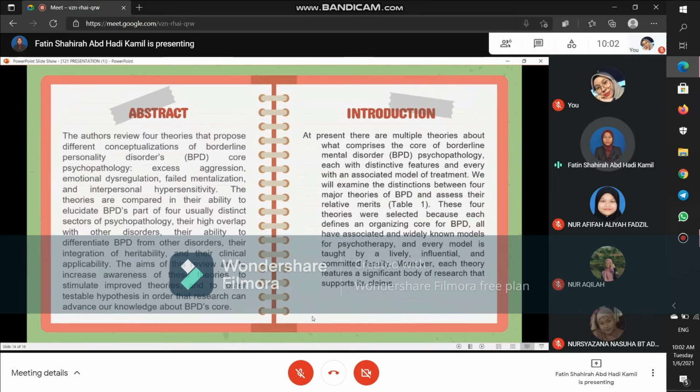Introduction. At present, there are multiple theories about what comprises the core of borderline personality disorder (BPD) psychopathology, each with distinctive features and every one with an associated model of treatment. We will examine the distinctions between four major theories of BPD and assess their relative merits. Table 1. These four theories were selected because each defines an organizing core for BPD. All have associated and widely known models for psychotherapy, and every model is taught by a lively, influential, and committed faculty. Moreover, each theory features a significant body of research that supports its claims.